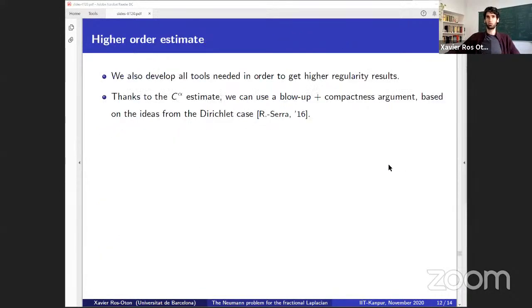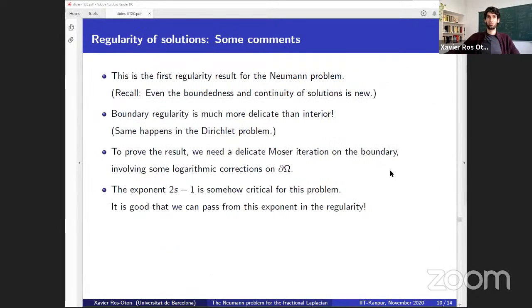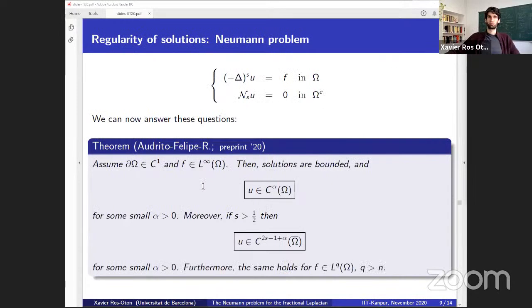So let me go to the theorem here. Here I was saying that omega is C1 in this theorem. For Lipschitz domains, I do not expect this. If you go below C1, which is Lipschitz, I do not expect solutions to be this regular. Actually, I didn't separate it into two, but this first part holds for any Lipschitz domain, and for this second part we need the C1.